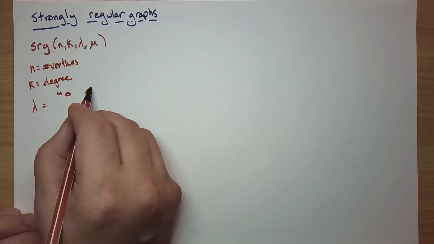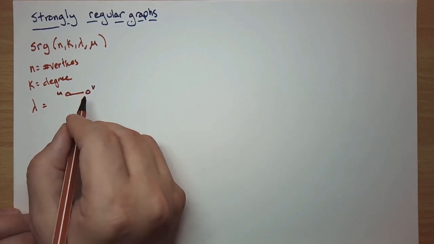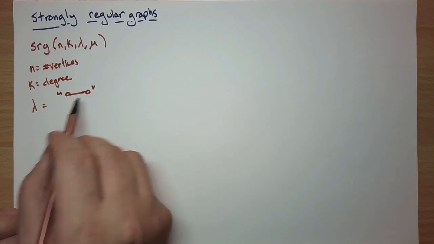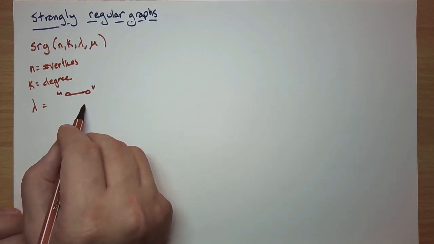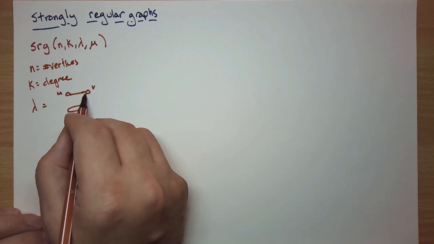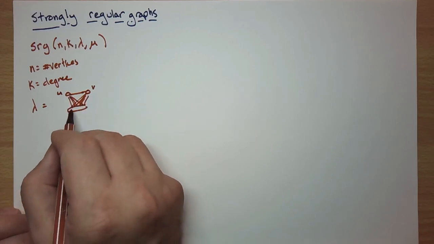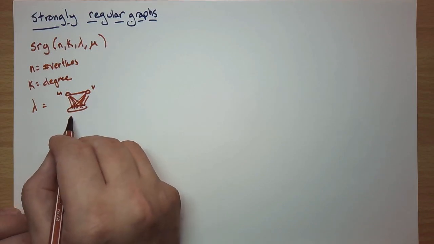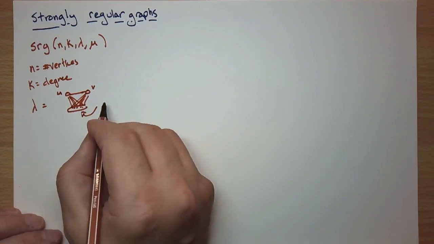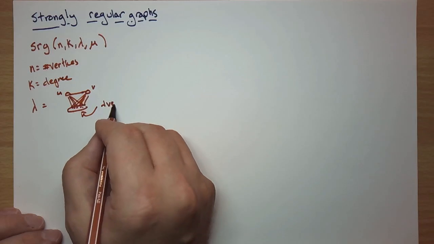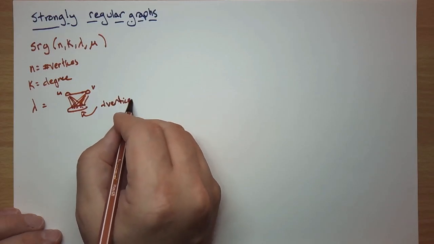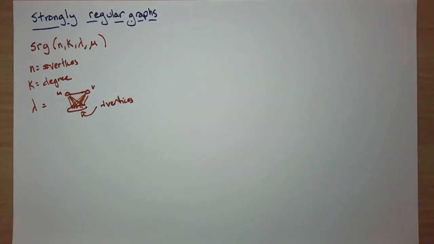You pick two adjacent vertices. So here's u and v, they're adjacent vertices. Then you look at their common neighbors, the intersection of their neighborhoods. And what you'll see is that there will be lambda vertices down there. So every pair of adjacent vertices has lambda vertices in common as their neighbors.